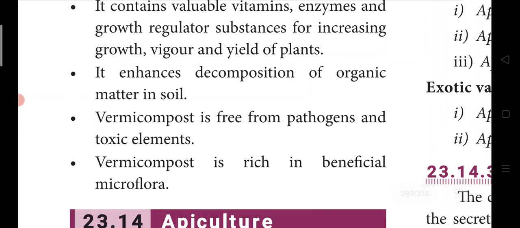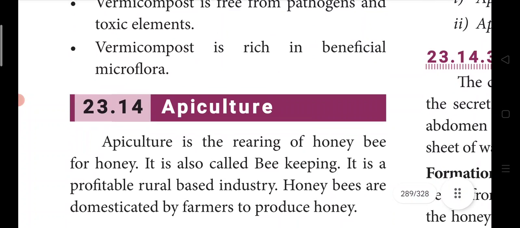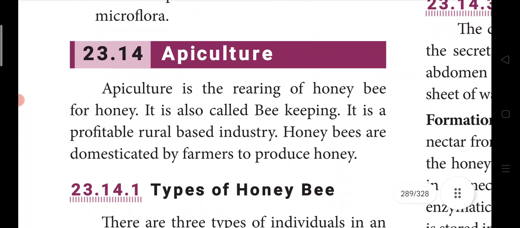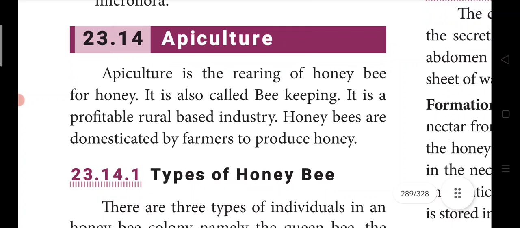It enhances the decomposition of organic matter in the soil. So this will be helpful for organic matter to decompose easily. Vermicompost is free from pathogens and toxic elements. There are no chemicals in it. It is rich in beneficial microflora. So these are the major uses of vermicompost. We are not going to spend anything. We are just going to use the waste to produce good nutrients for the plants. So you all can do this at home.